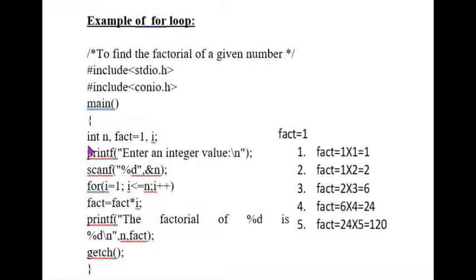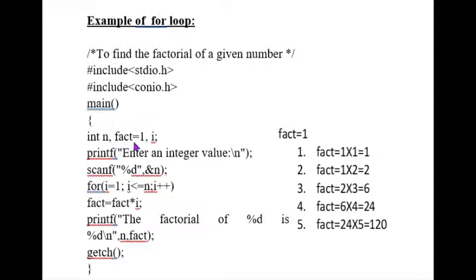Now, we will define the integers n, fact and i. These three are integer variables, so we are defining the variables with int. Then you can see here fact equal to 1. So, the initial value of fact we are taking is 1.